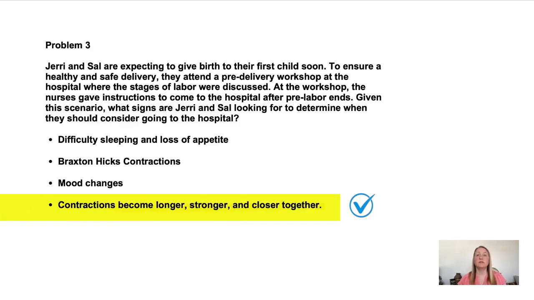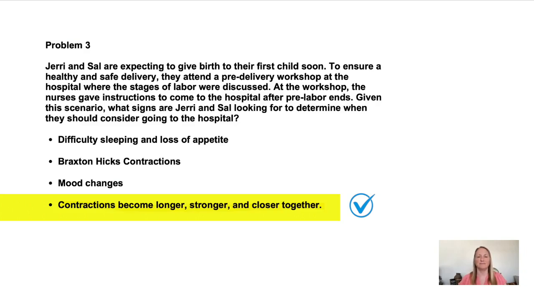The correct answer is contractions become longer, stronger, and closer together. The 4 stages of childbirth are: Stage 1, known as labor, occurs when contractions increase in duration, strength, and frequency. This stage can be further divided into early labor, active labor, and transition labor. Stage 2 is birth. Stage 3 involves the delivery of the placenta, and Stage 4 occurs well after delivery, also called recovery.